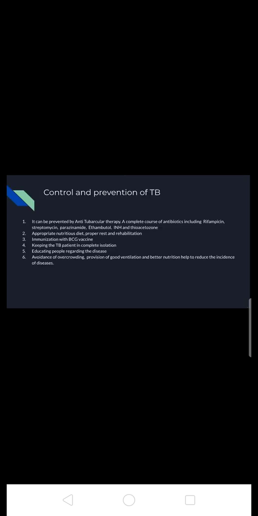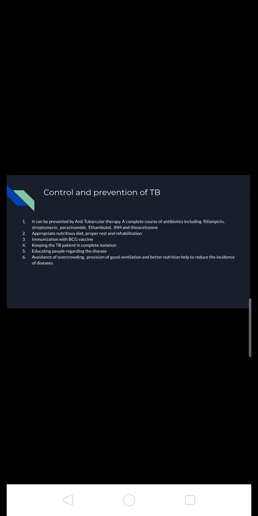Now, how can we control and prevent TB? So TB can be controlled or prevented by using ATT, meaning anti-tubercular therapy, a complete course of drugs, meaning antibiotics, including rifampicin, streptomycin, pyrazinamide, ethambutol, okay, and thioacetazone. So these are the antibiotics that a TB patient should take. Immunization should be provided with BCG vaccine. BCG means Bacillus Calmette-Guerin vaccine, which gives immunity for 3 to 5 years.